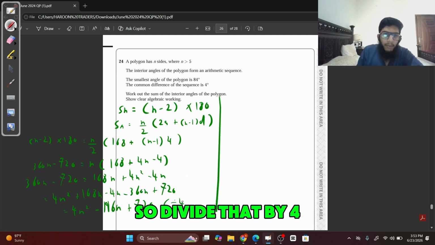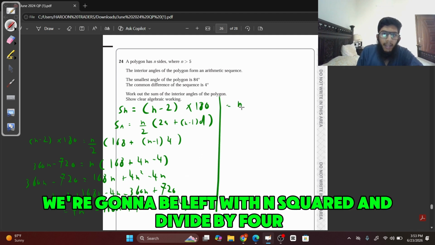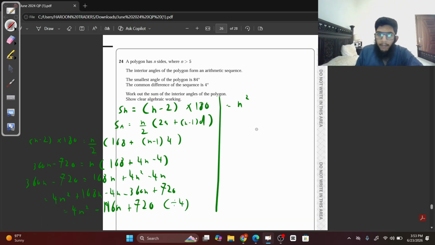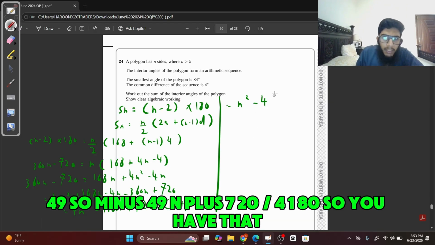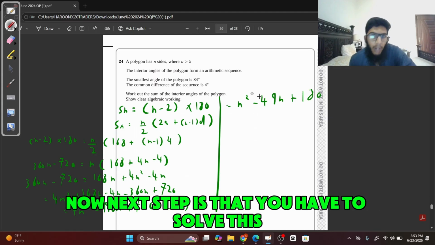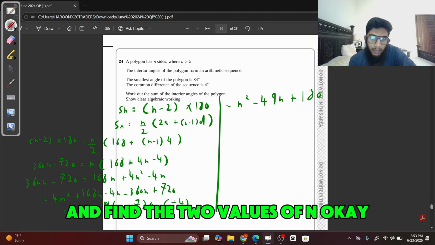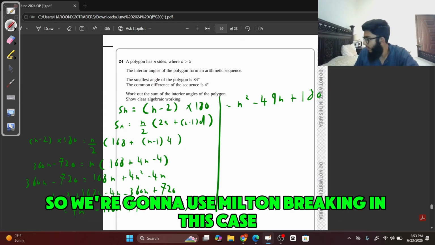So divide that by 4. We're going to be left with n squared minus 49n plus 720 divided by 4, 180. So you have that. Now, next step is that you have to solve this and find the two values of n. Okay, so we're going to use middle term breaking in this case.